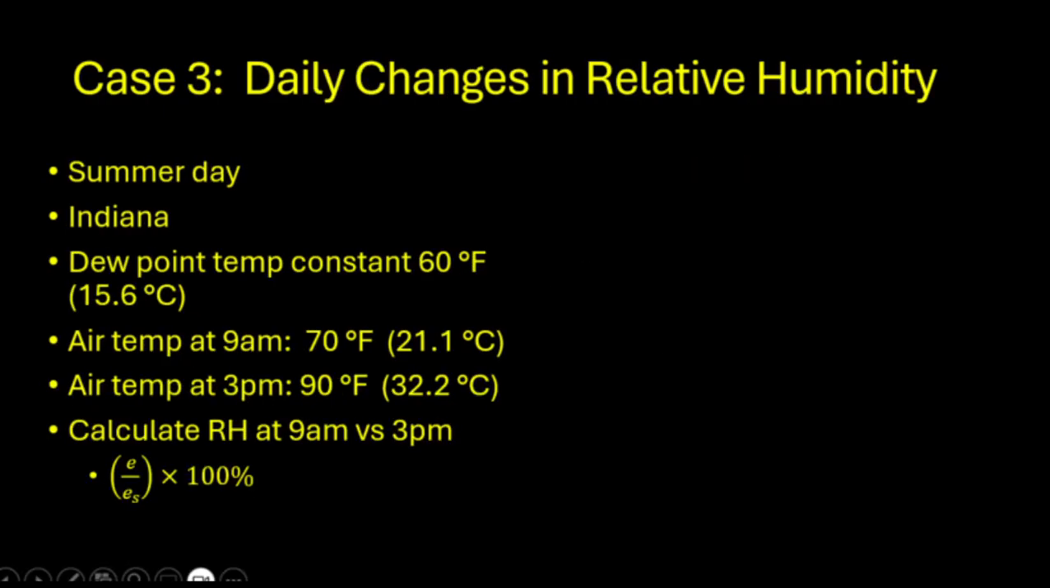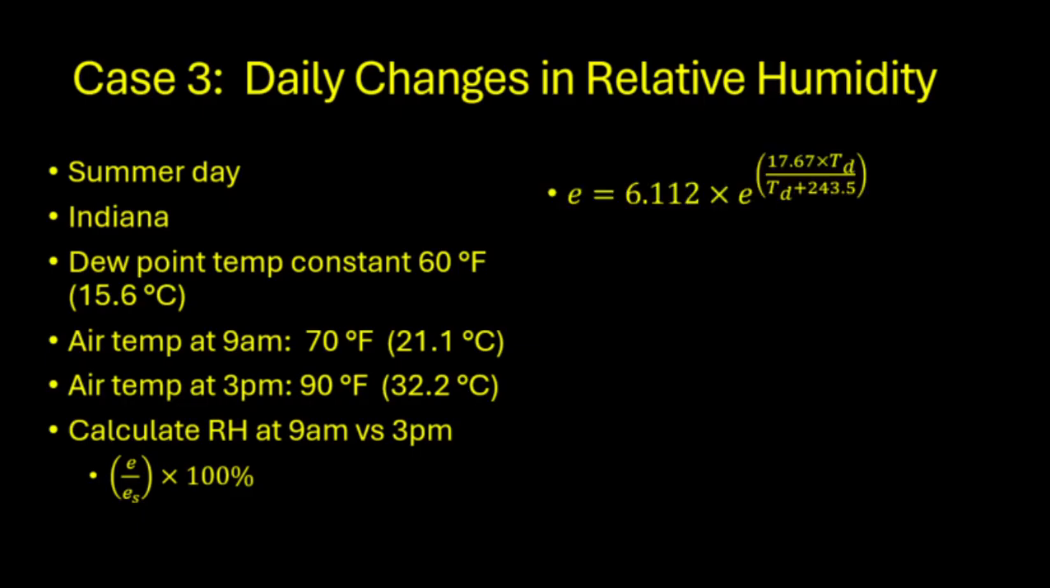Now let's look at how the relative humidity changes over a summer day with a constant dew point. So we're going to keep the dew point the same throughout the entire day. The only thing that's going to change is our air temperature. Our air temperature at 9 a.m. is 70 degrees Fahrenheit, and our air temperature at 3 p.m. has gone up 20 degrees to 90 degrees Fahrenheit. Once again, though, the dew point stays constant. So what we need to do is find out the actual vapor pressure and also the saturated vapor pressure. And we need to do that at different times of the day, of course, since we're looking at relative humidity at 9 a.m., but also at 3 p.m.